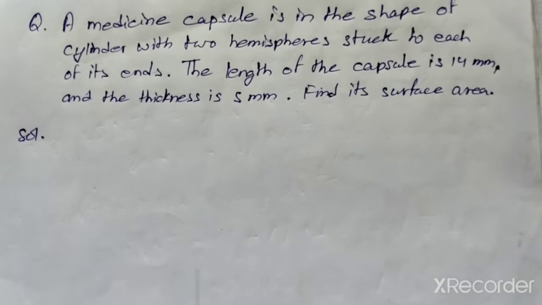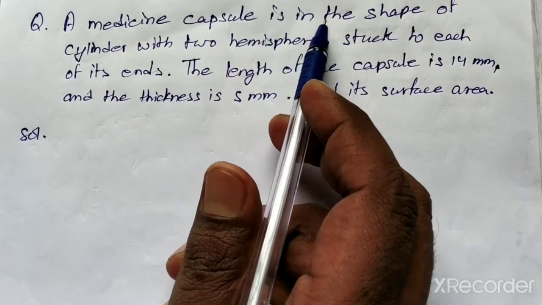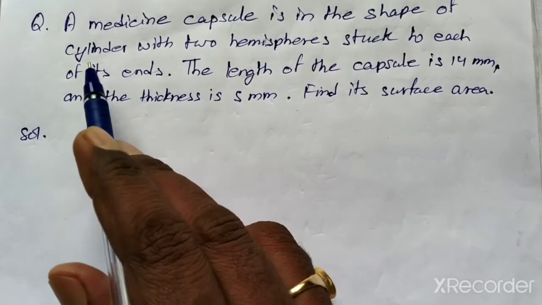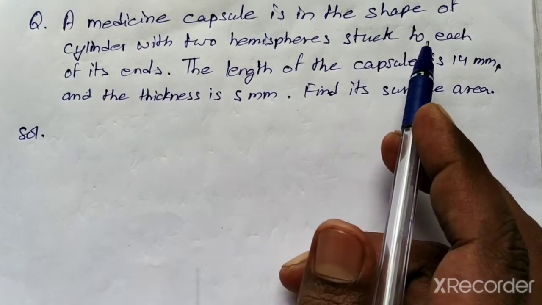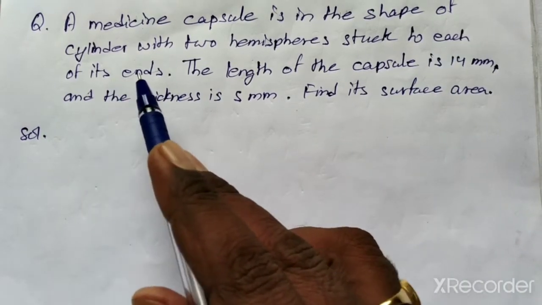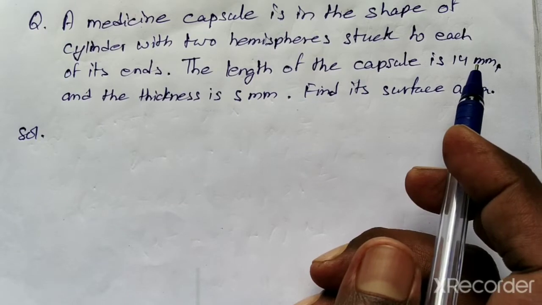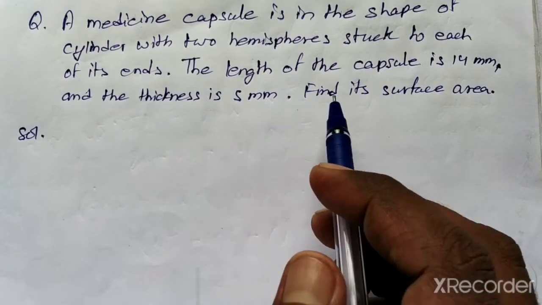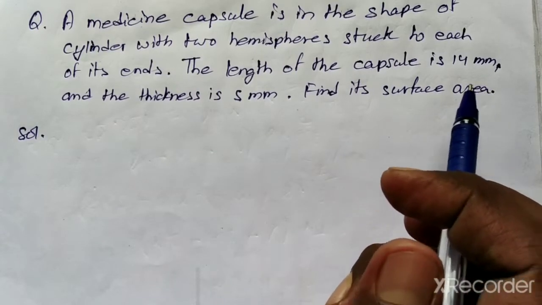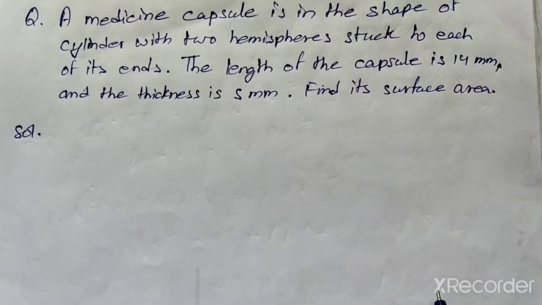Today's question is, a medicine capsule is in the shape of a cylinder with two hemispheres stuck to each of its ends. The length of the capsule is 14 mm and the thickness is 5 mm. Find its surface area. Please watch the video till the end so that the concept will be clear.